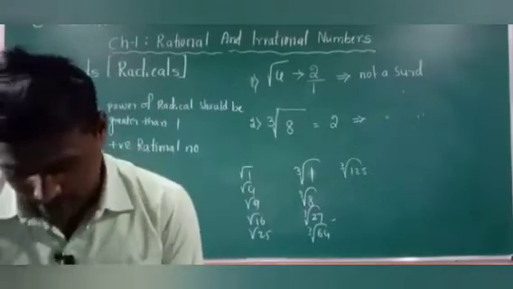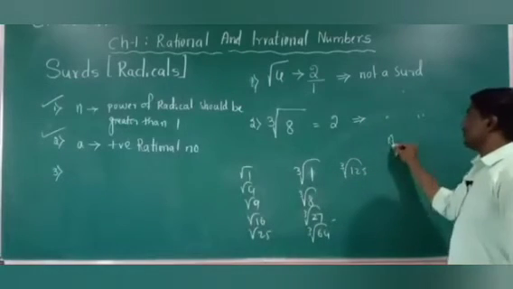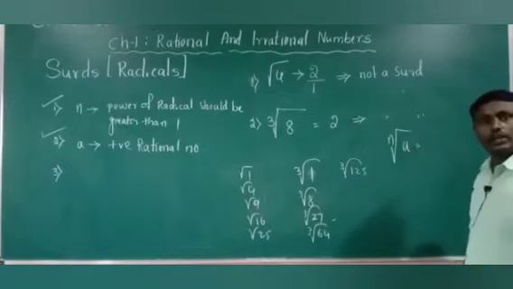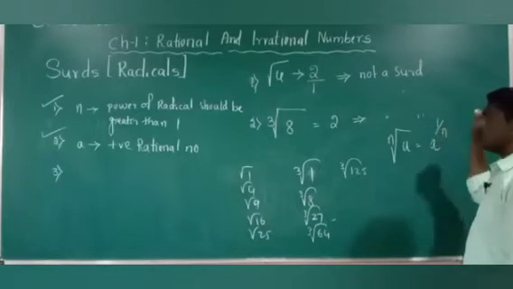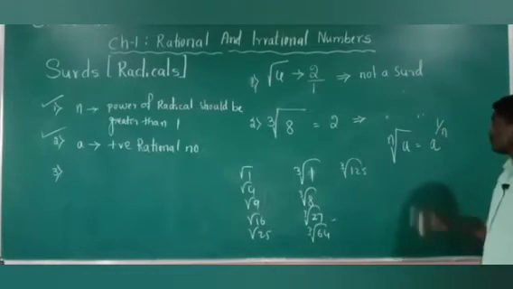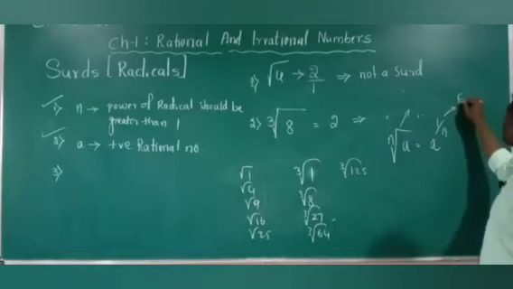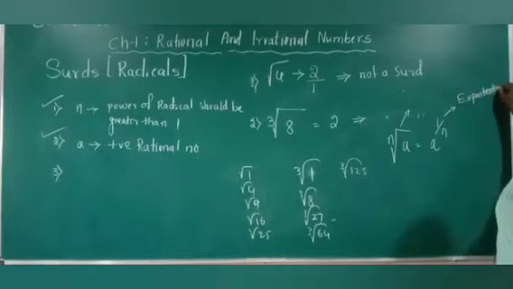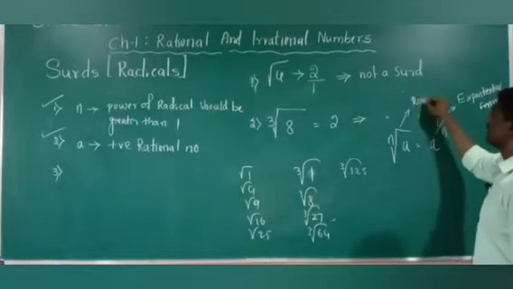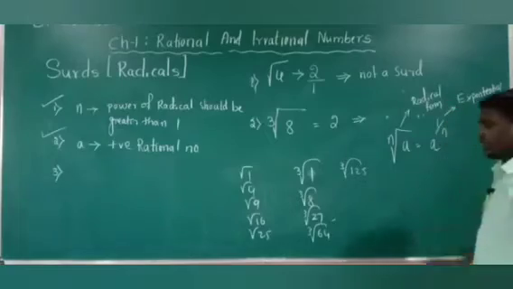Okay, next, nth root of a. How can you write this one? Nth root of a can be written as a raised to the power 1 by n. So this is the radical form and this one is the exponential form. This is radical and this one is the exponential form.